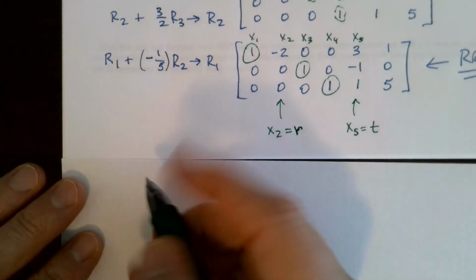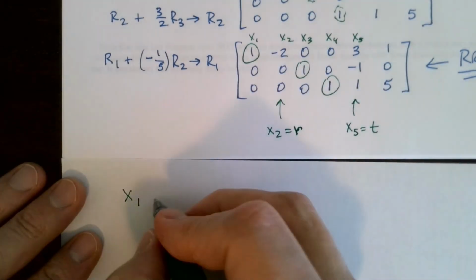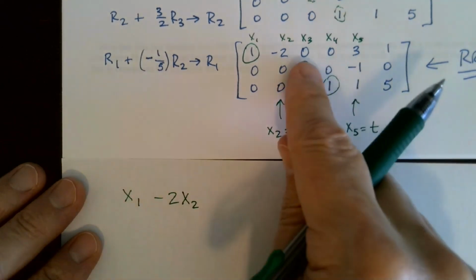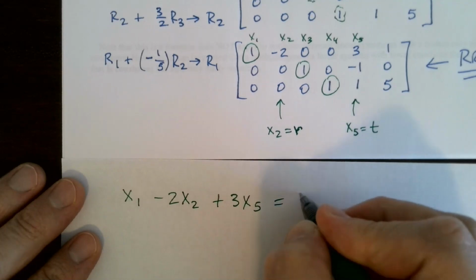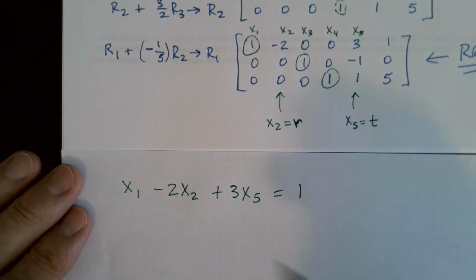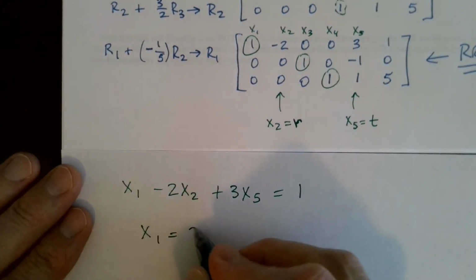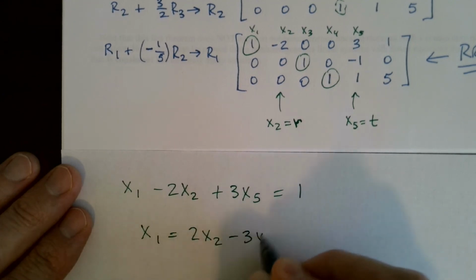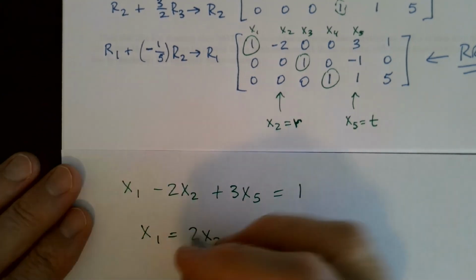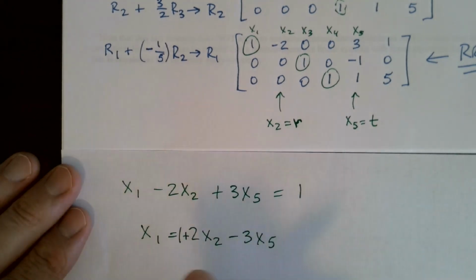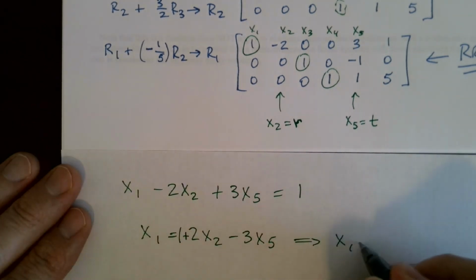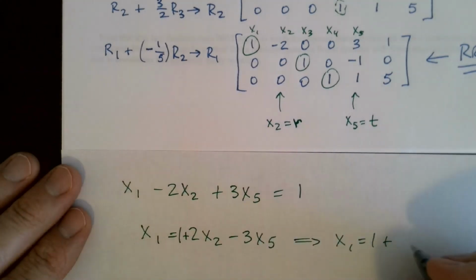The first equation tells me 1x1 minus 2x2 plus 0x3 plus 0x4 plus 3x5 equals 1. Okay. Solve for x of 1. It's 2x of 2 minus 3x of 5, right? Adding 2x of 2 and subtracting. Oh, I got my 1 here. Forgot about my 1. Plus 1 plus 2x of 2 minus 3x of 5. Or what I say, x of 1 is 1 plus x of 2 is r, 2r minus 3t.